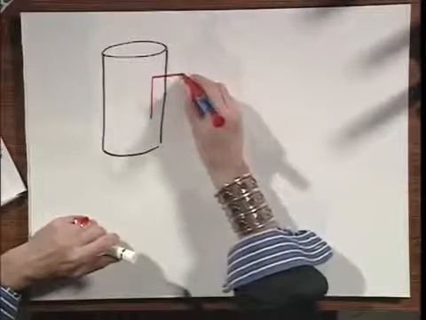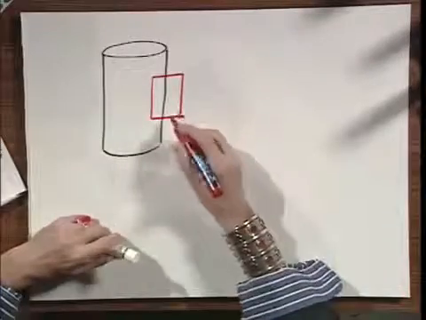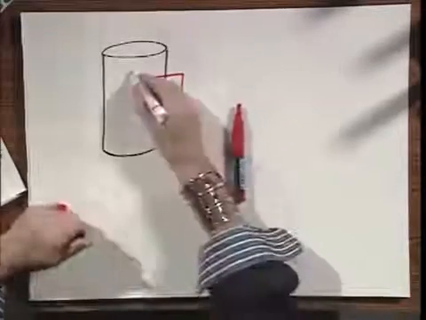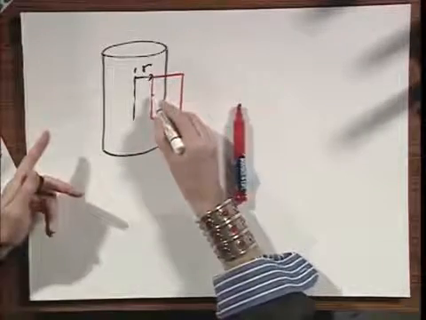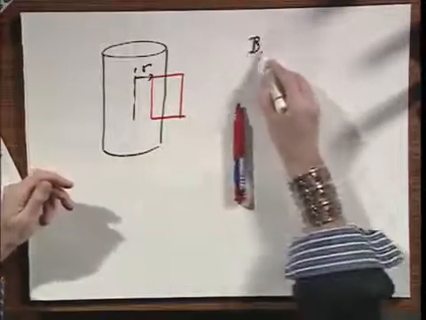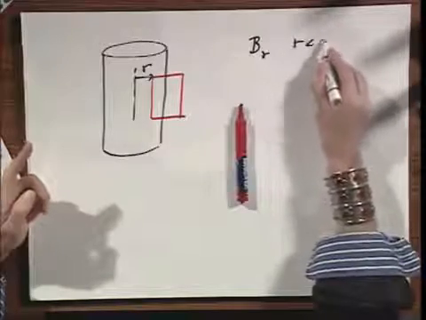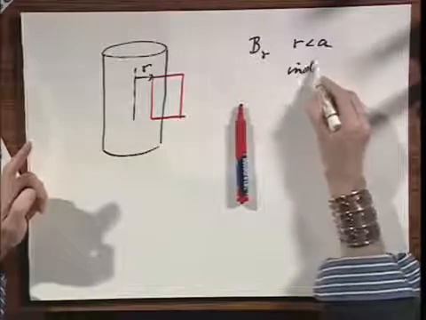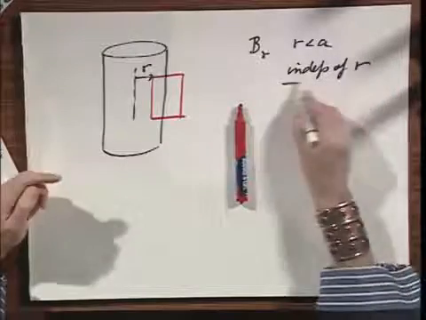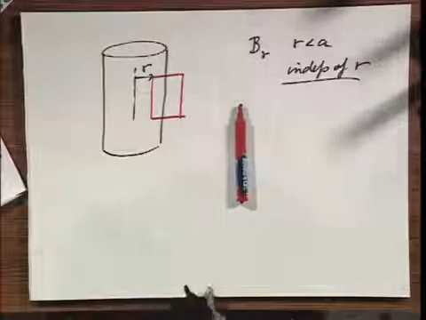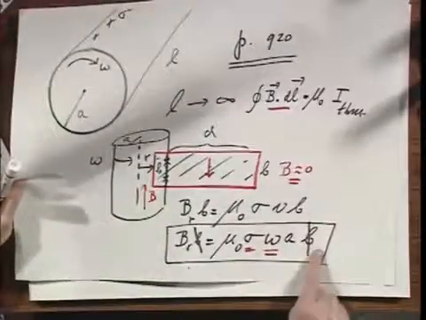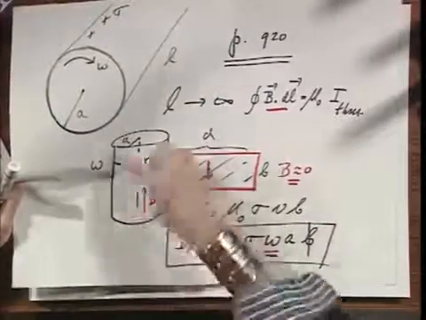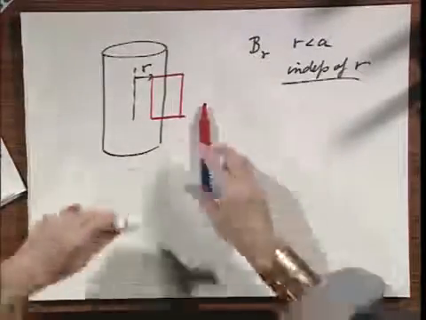Here is now this surface, this closed loop. I again have a certain distance r here, but I have already shown that B of r, for r smaller than a, is independent of r. Notice, when you look at my previous result, that there is no little r in here. So it's constant inside this cylinder, just like it was constant inside the solenoid, to a reasonable approximation.